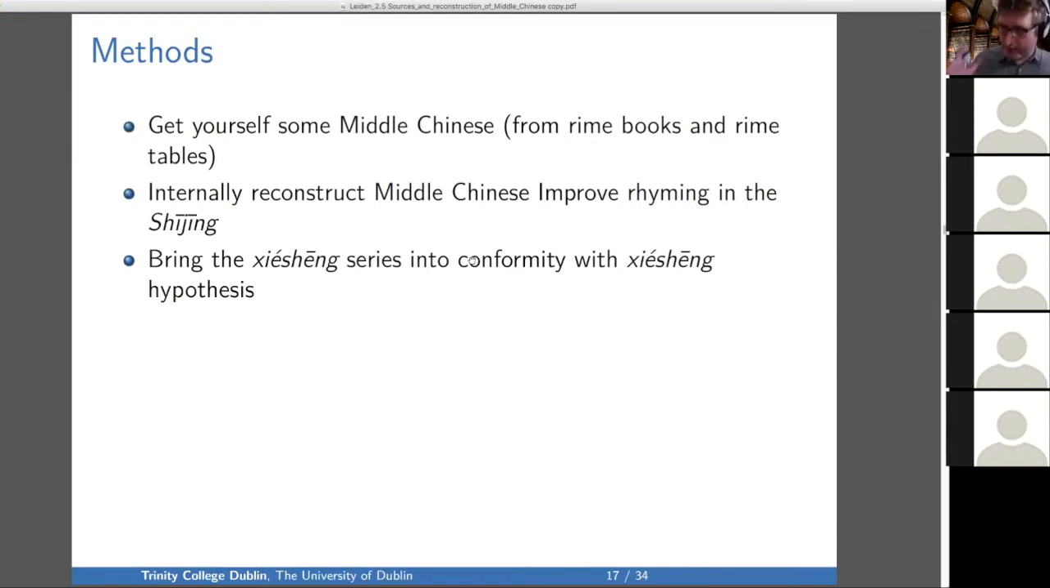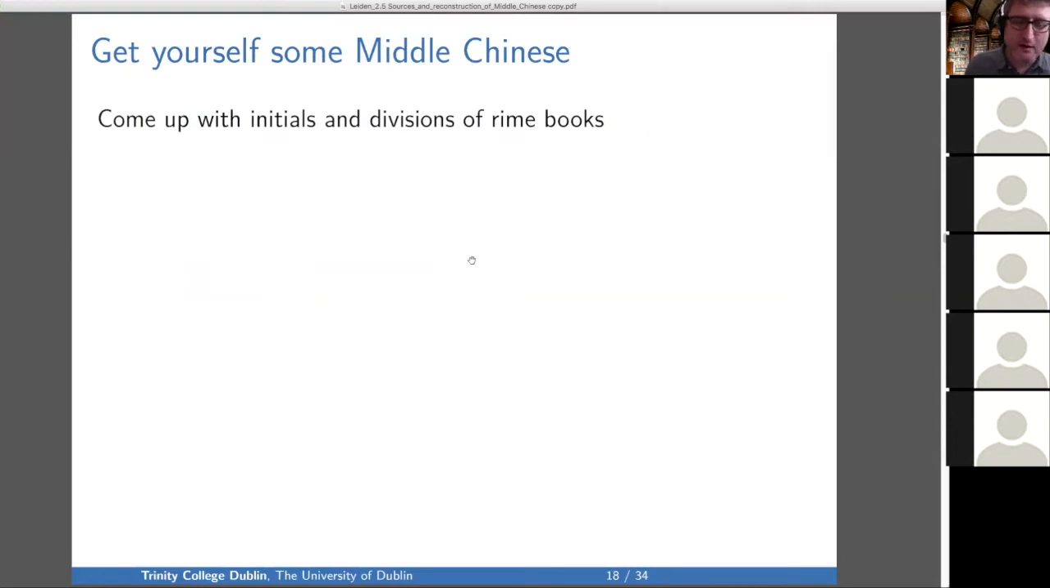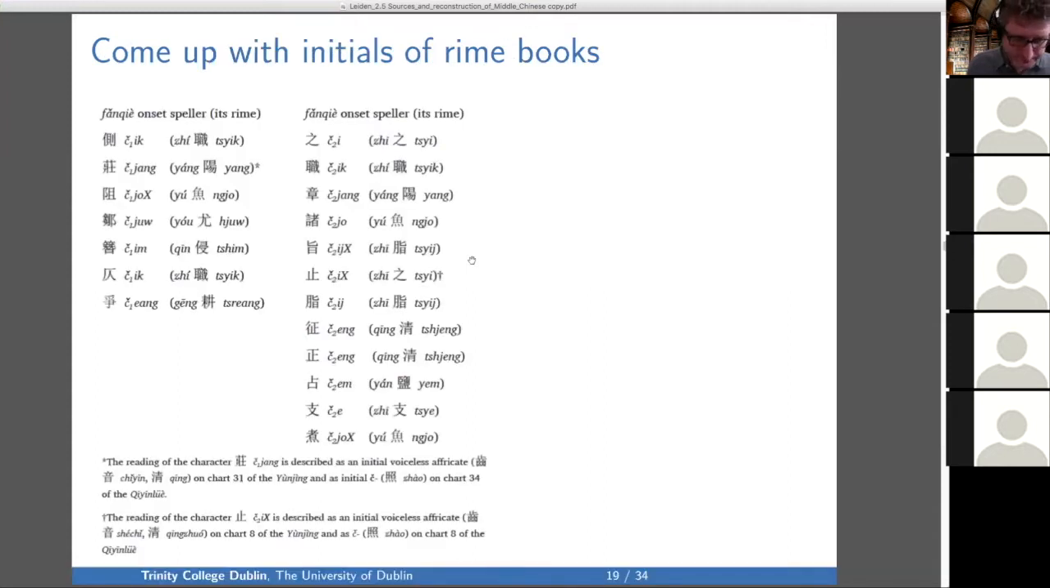So that's how we reconstruct Old Chinese, basically. Now I'm going to go through those. So you get yourself some Middle Chinese. We come up with initials and divisions in the rhyme books. Now I'm going to go through this, and this will rely on what we talked about yesterday.